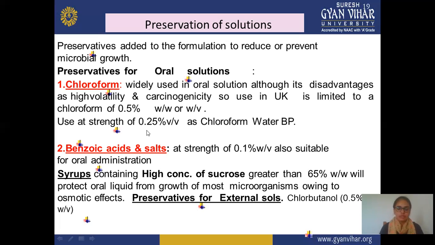In internal use, it is mainly used in syrup, and the concentration is very low. When you use syrup or sucrose at up to 65% or more, there is less chance of microbial growth because of the osmotic effect. So with the help of benzoic acid, this type of problem can be overcome.